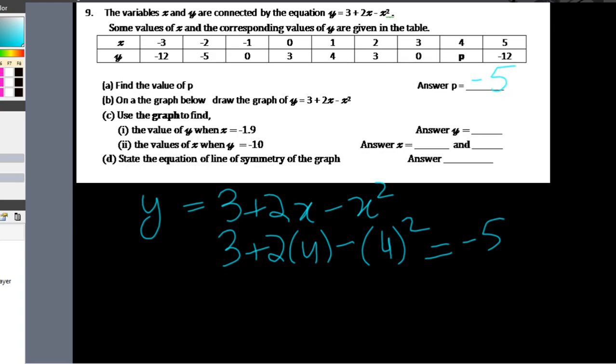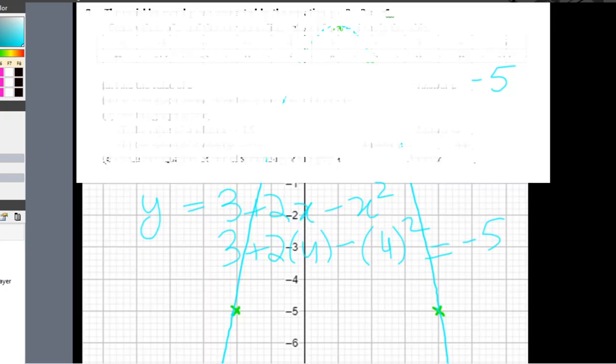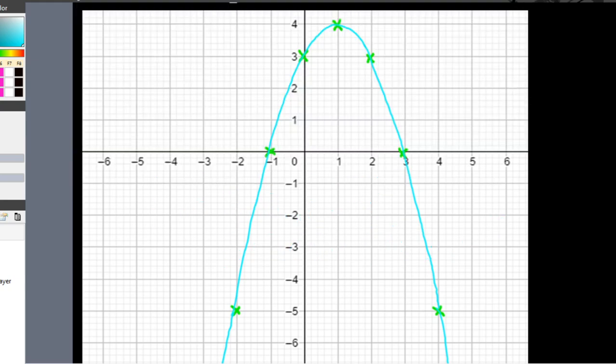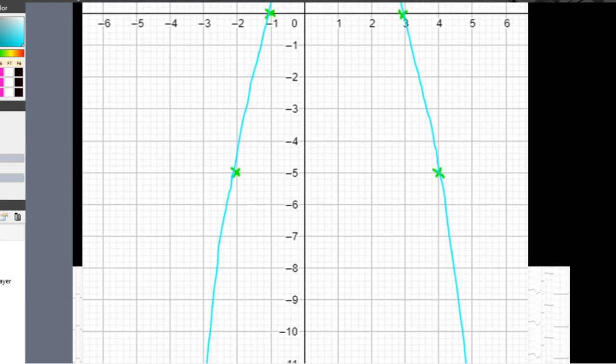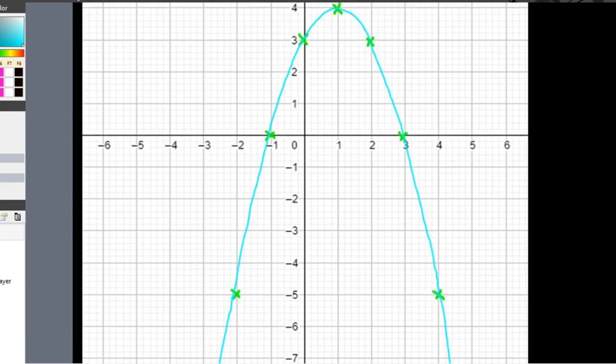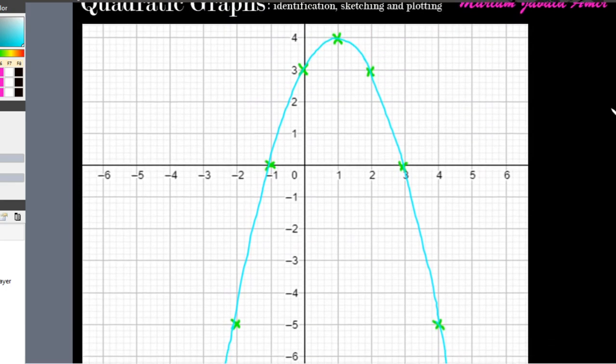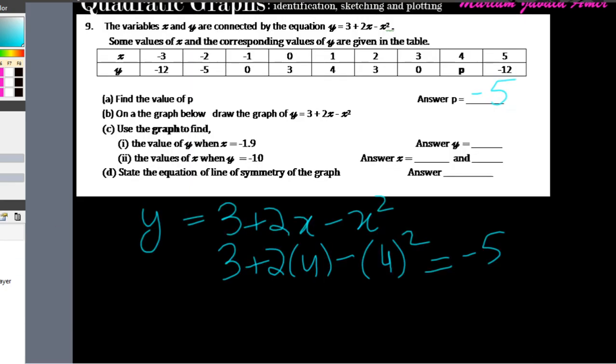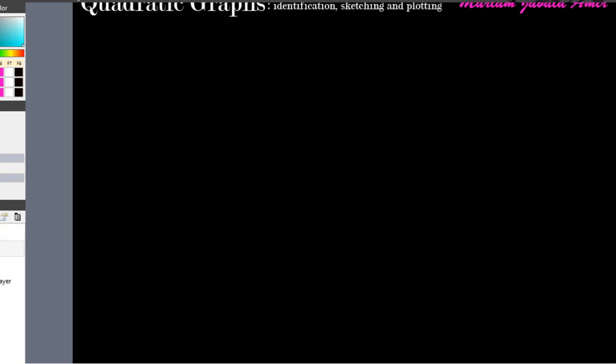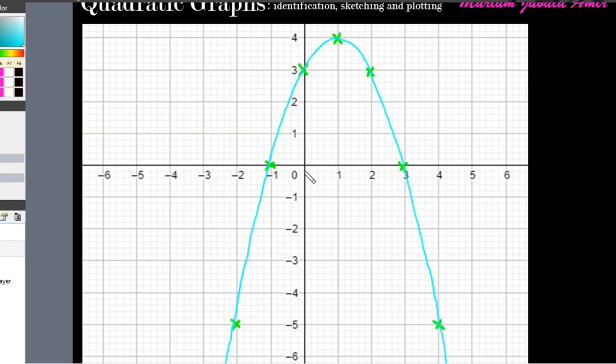Part B, on a graph below, draw the graph of this equation. So I've already done that. Just plot the given points and then join them with a smooth curve. Next part is part C. Use the graph to find the value of y when x is -1.9.